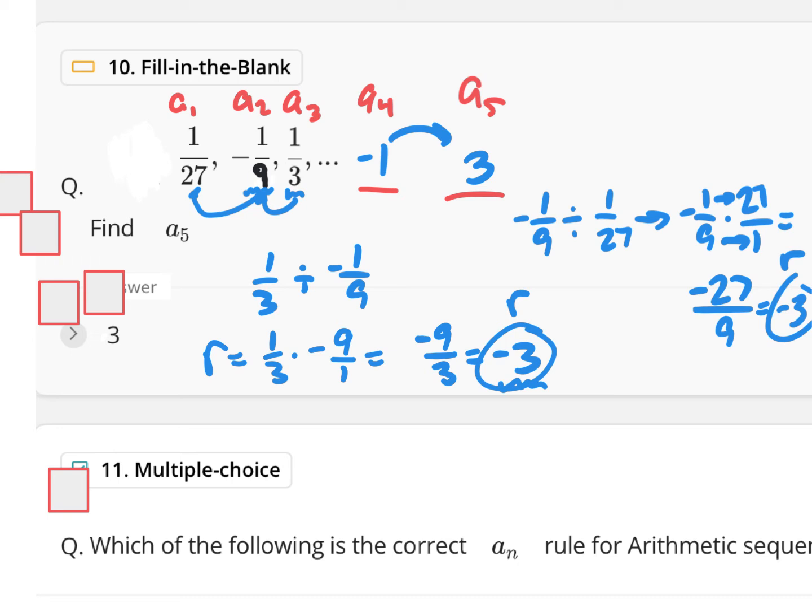Don't put the common ratio as your answer. It's not asking for the common ratio. It's asking for the fifth term, okay? First term, second, third, fourth, fifth. And again, the common ratio tells you how you get from one term to another, right?